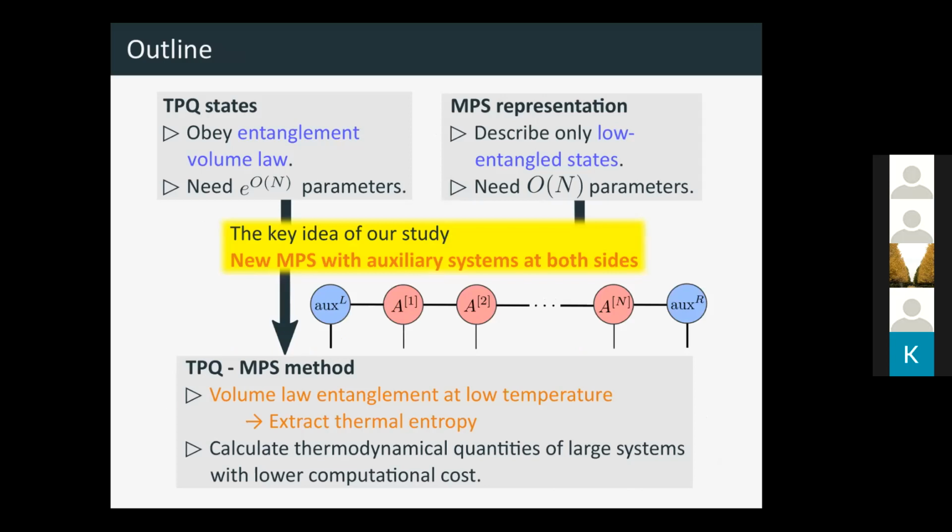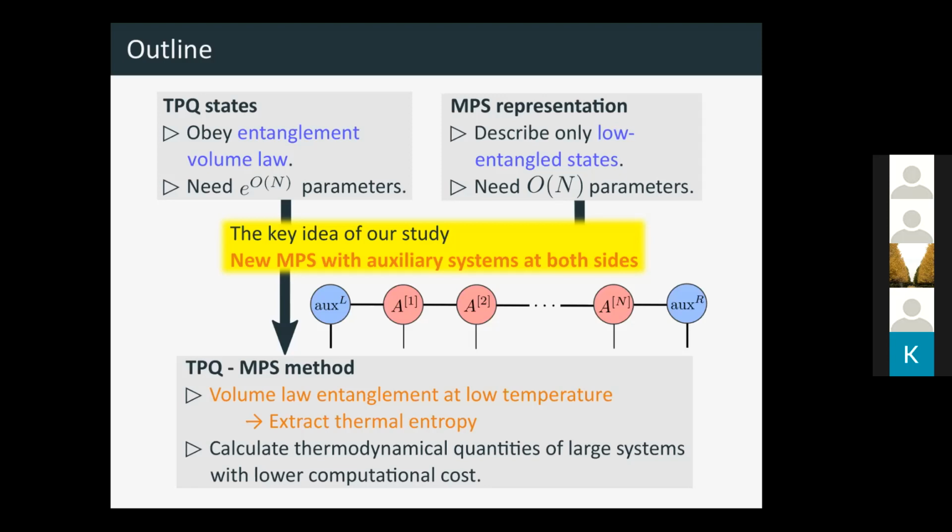As I mentioned before, the typical state has volume-law entanglement and needs exponentially many parameters, but MPS can represent only low-entangled states and instead needs only polynomial parameters. So these two contradictory concepts, the TPQ and MPS, seem to be incompatible with each other, and so it should be quite nonsense to combine them.